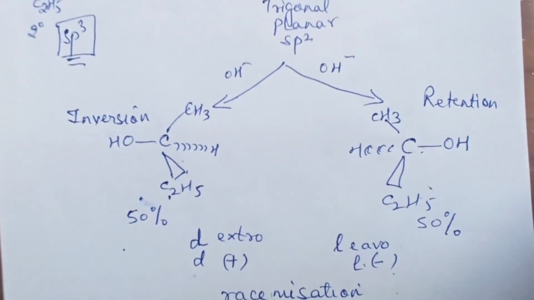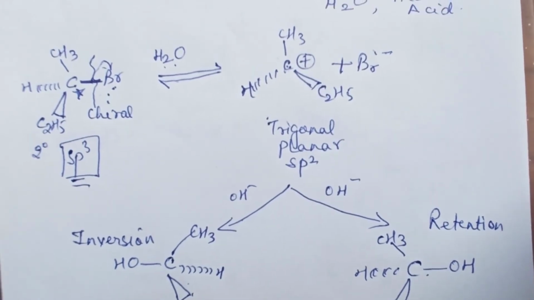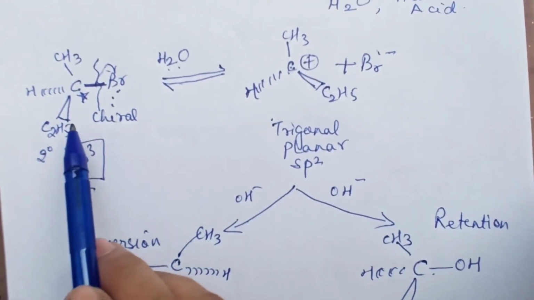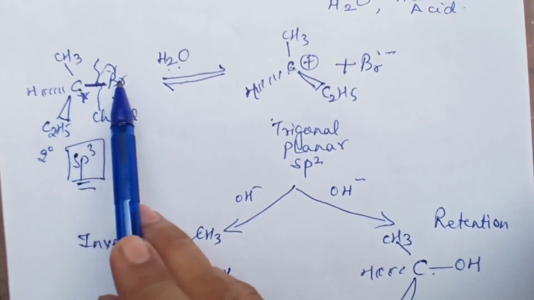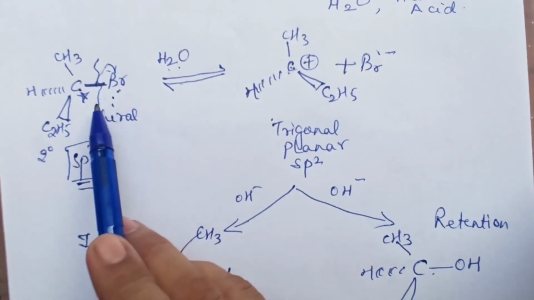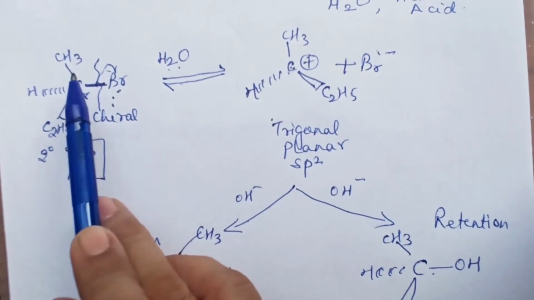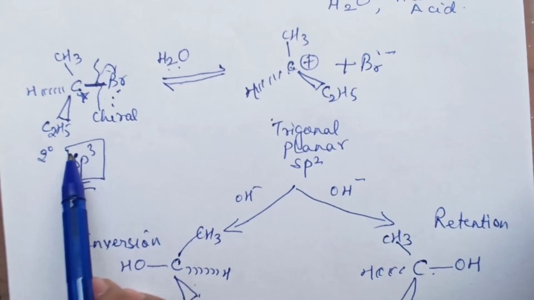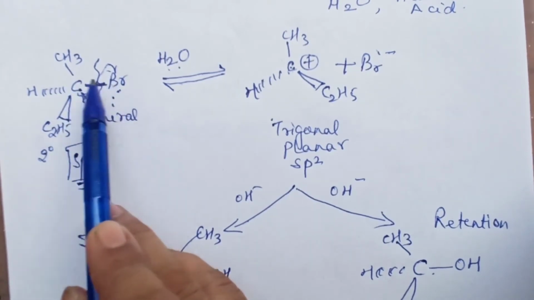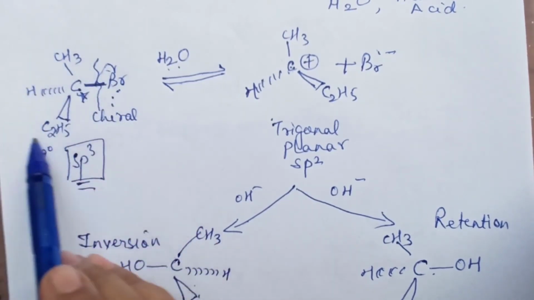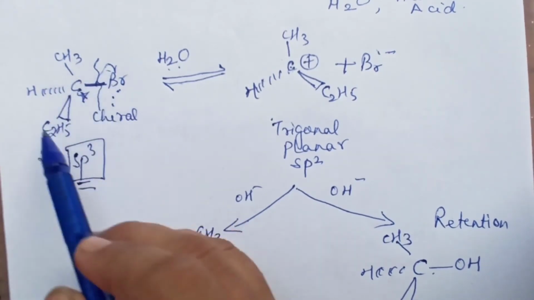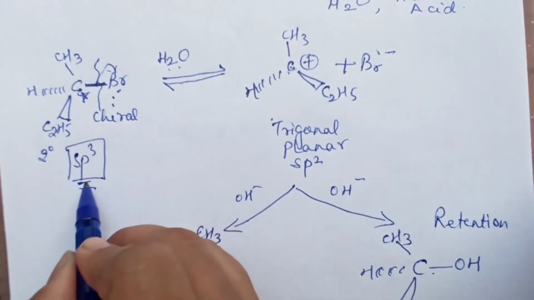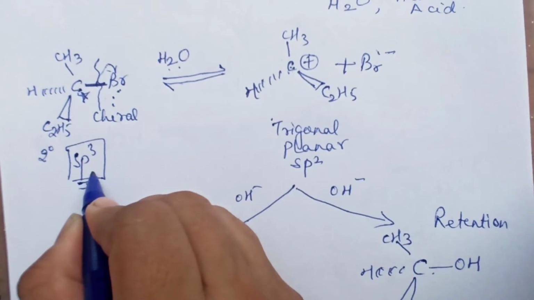I hope you followed. Once again, I'm going to repeat what exactly this is. This is the carbon which is containing halogen, and I have taken this carbon containing halogen as chiral. This carbon has all 4 different groups. It's chiral. It's sp3 hybridized with a tetrahedral arrangement.